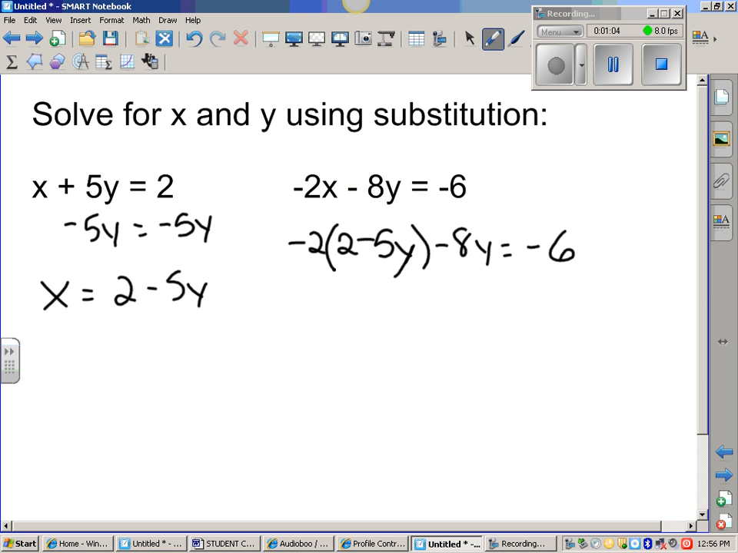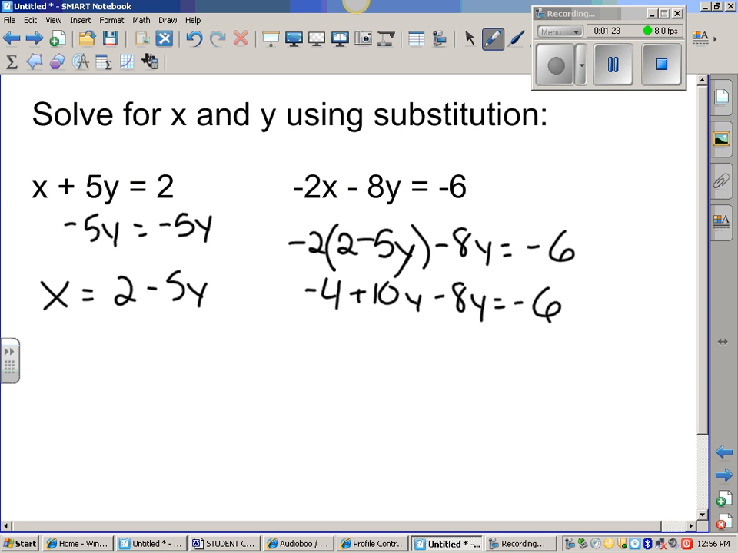What property is that? Distribution. Good. Distribution. Who's the superhero? -2. Okay, so what do you get? -4 plus 10y. How did you know that was a positive 10? Same side positive, different side negative. Got it. Now there are 3 terms on the left side.